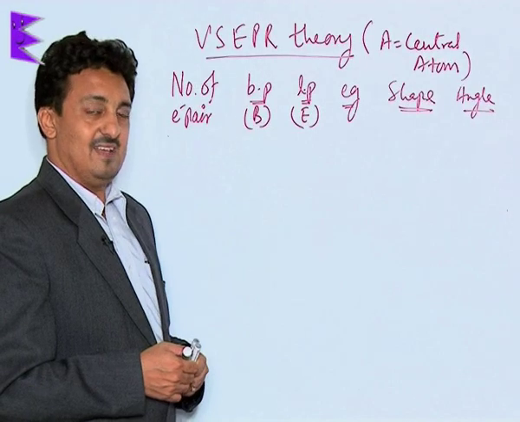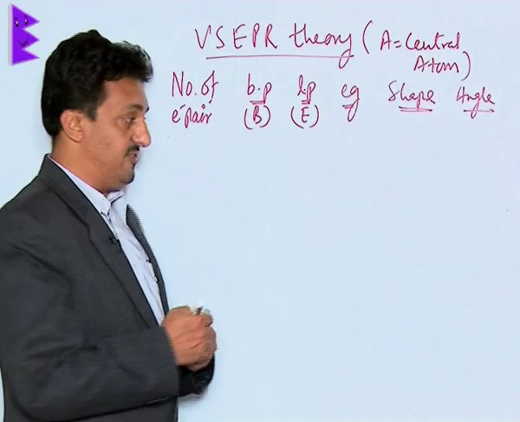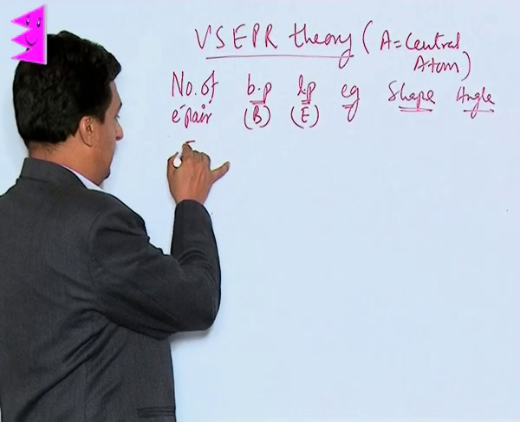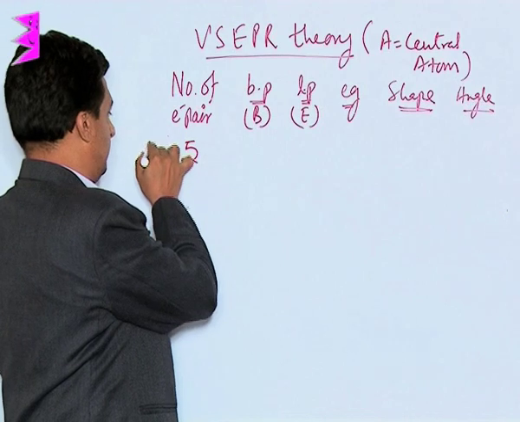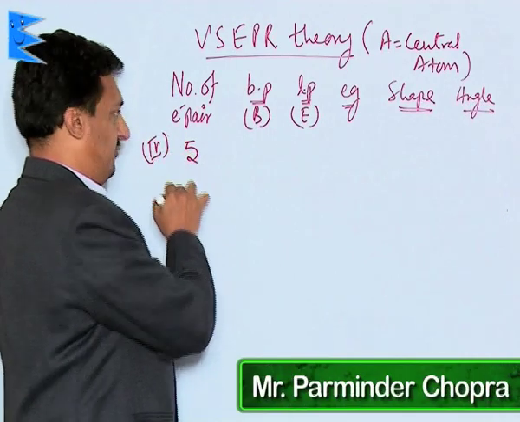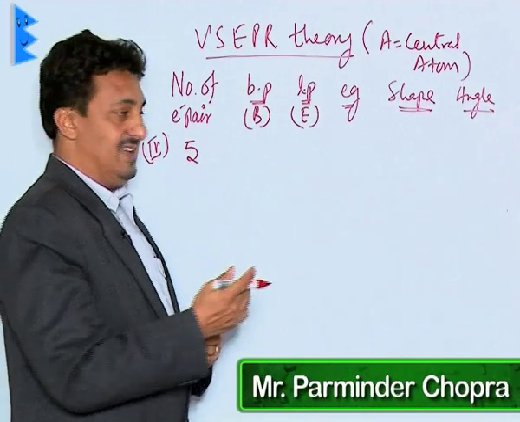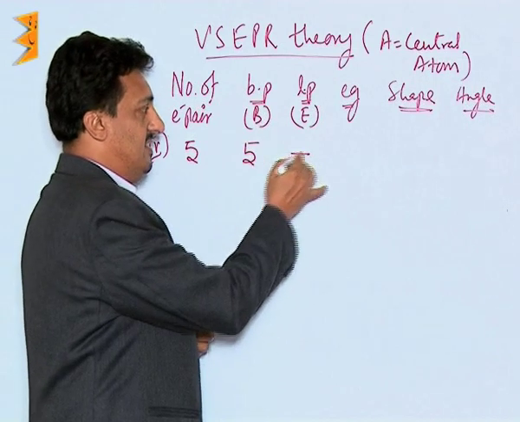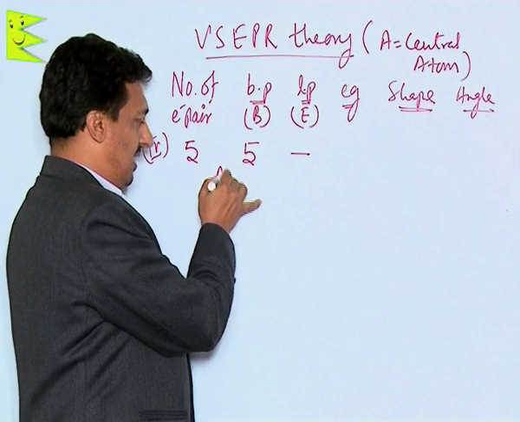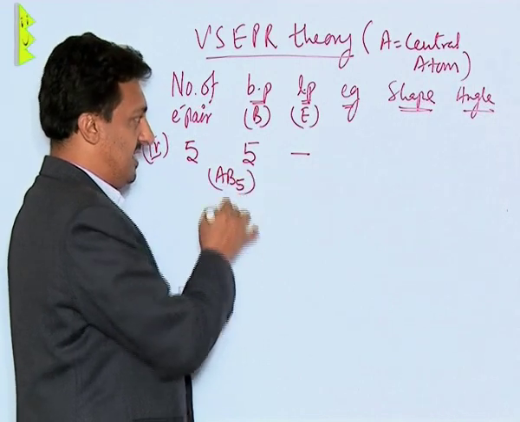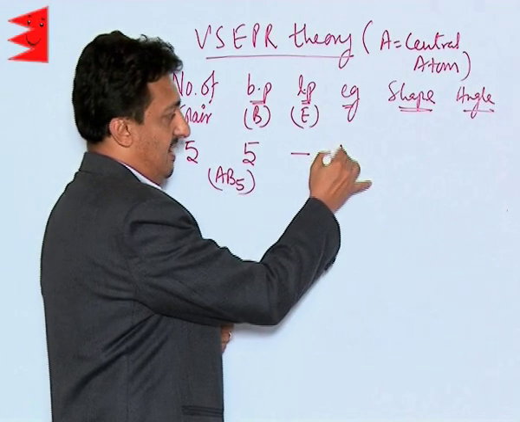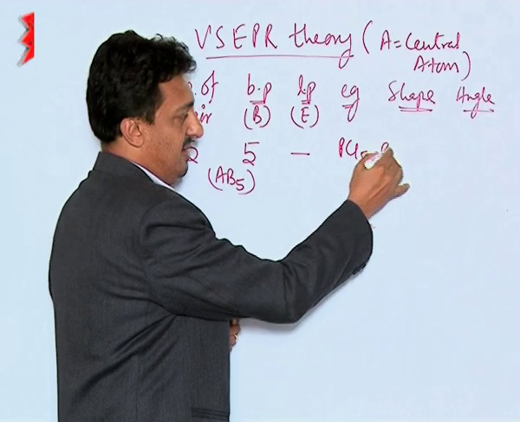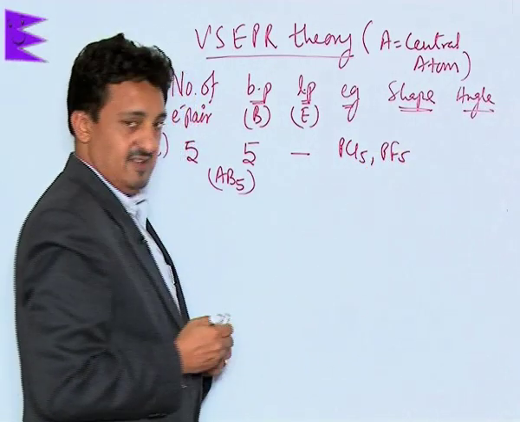Now let us take the example of the molecular species in which the central atom has 5 pairs of electrons. This is the 4th case. Let us take the examples in which all of these 5 are bonded pairs. None of these is a lone pair. So it's an example of the AB5 category. Best examples are PCl5, PF5, etc.